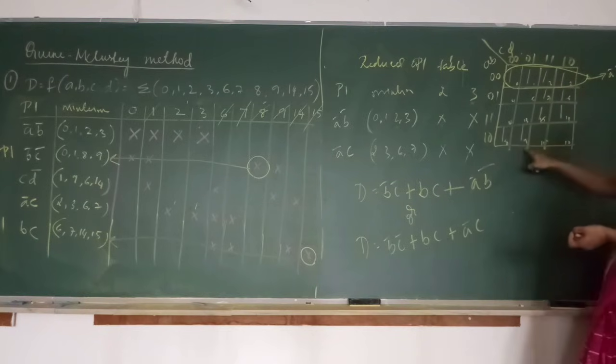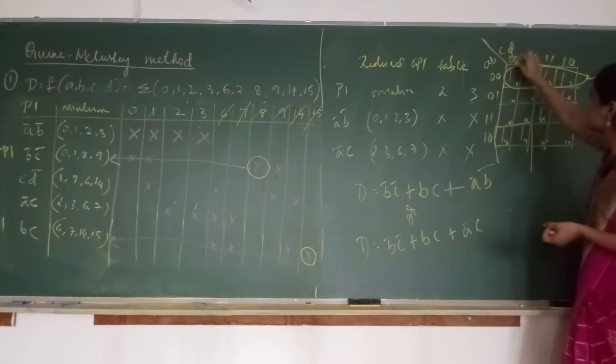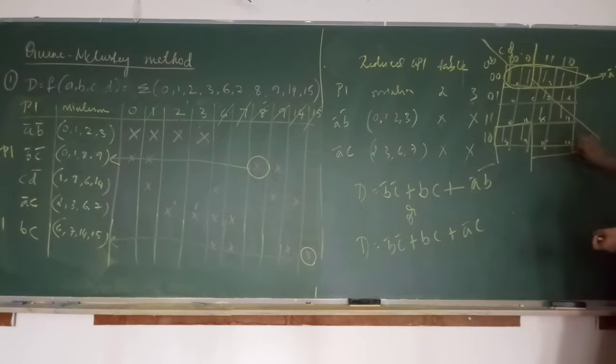How do you cover 8 and 9? You can cover 8 and 9 by grouping 0, 1, 8, 9. If you group 0, 1, 8, 9, what is the equation you get? A is cancelled. It is B bar, C bar.